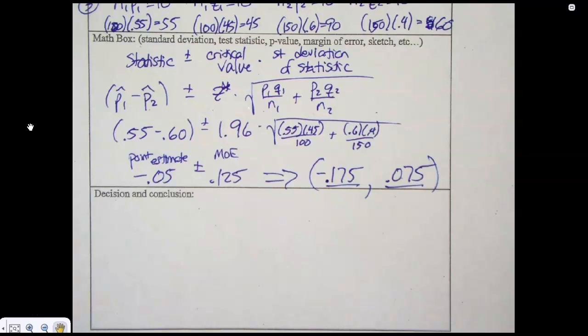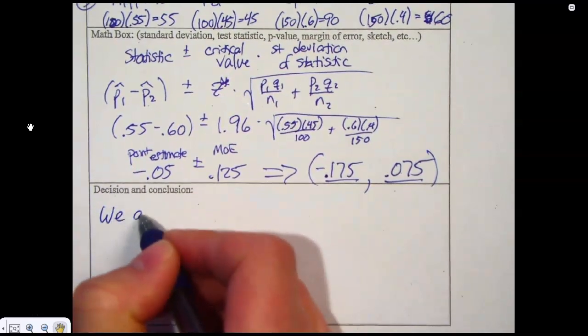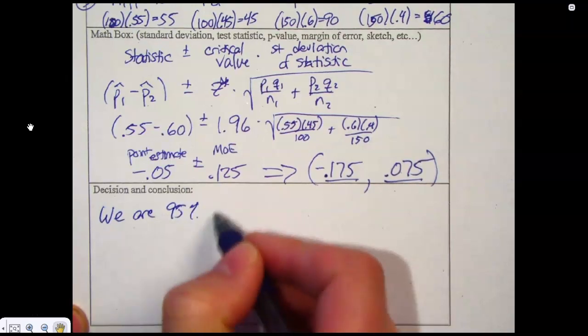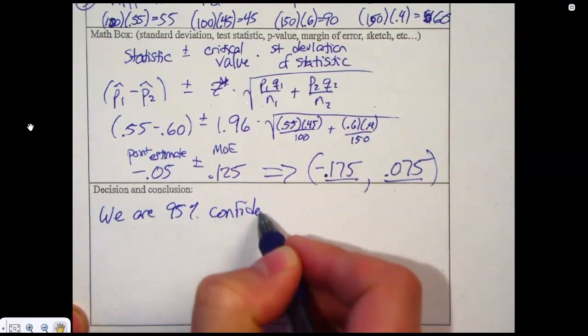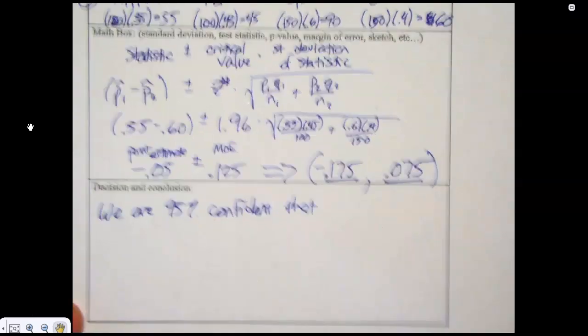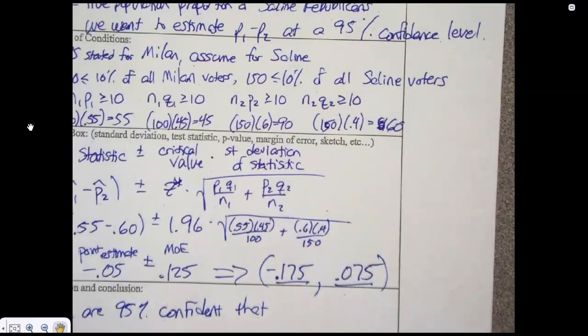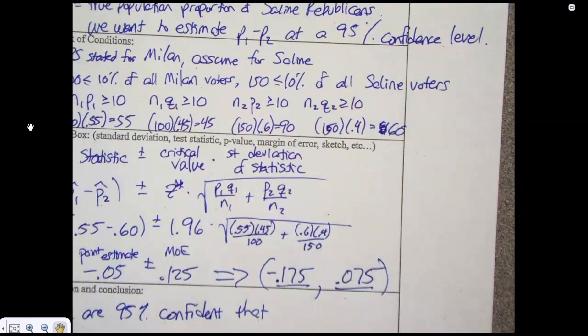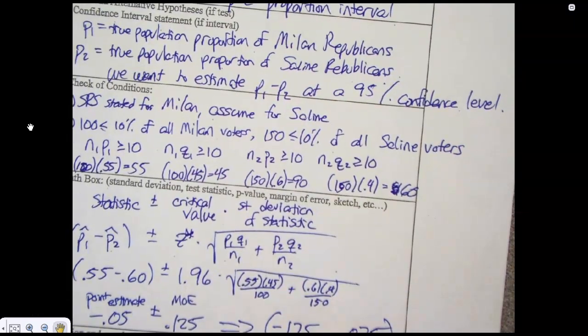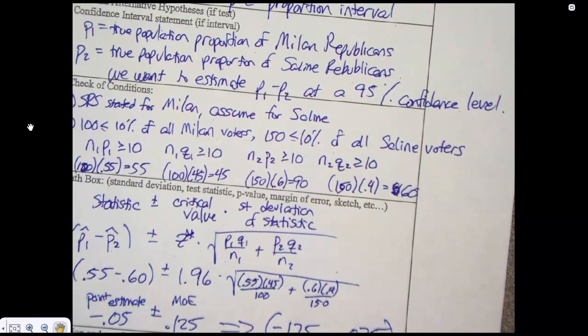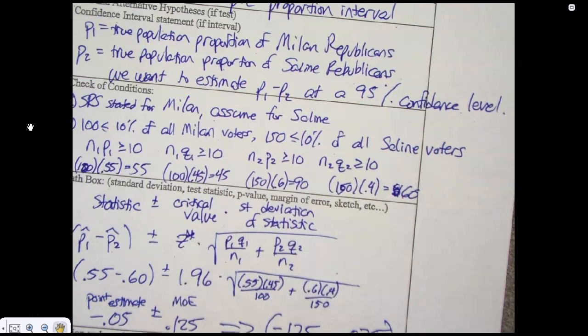So the conclusion is we are 95% confident that what? What were we trying to estimate in the first place? Go back to your thesis statement. What were we trying to estimate? Yep, so we're 95% confident that p1 minus p2 is between negative 0.175 and 0.075.